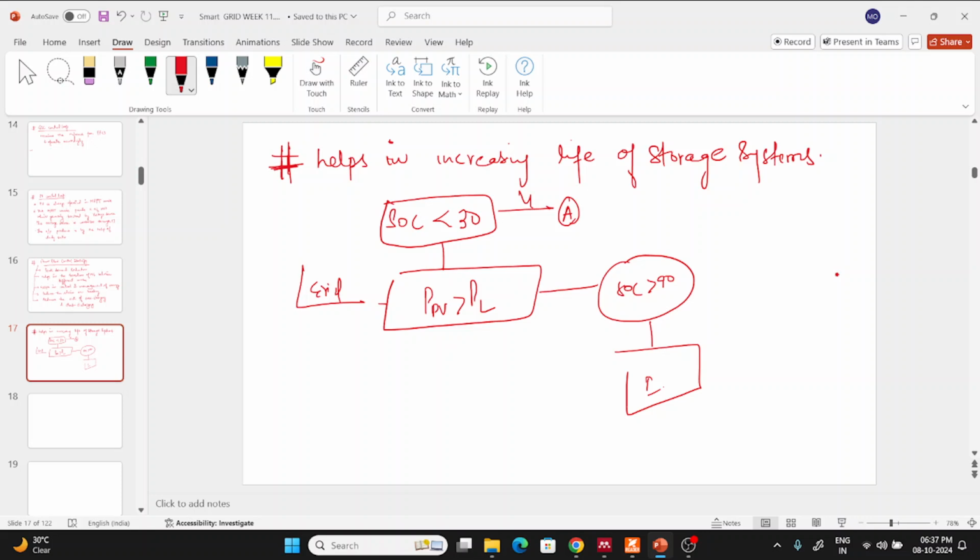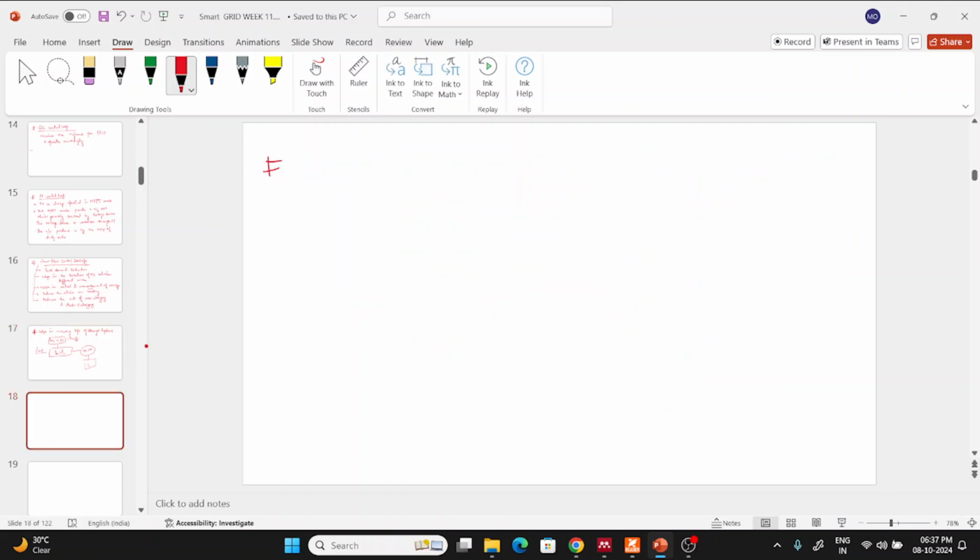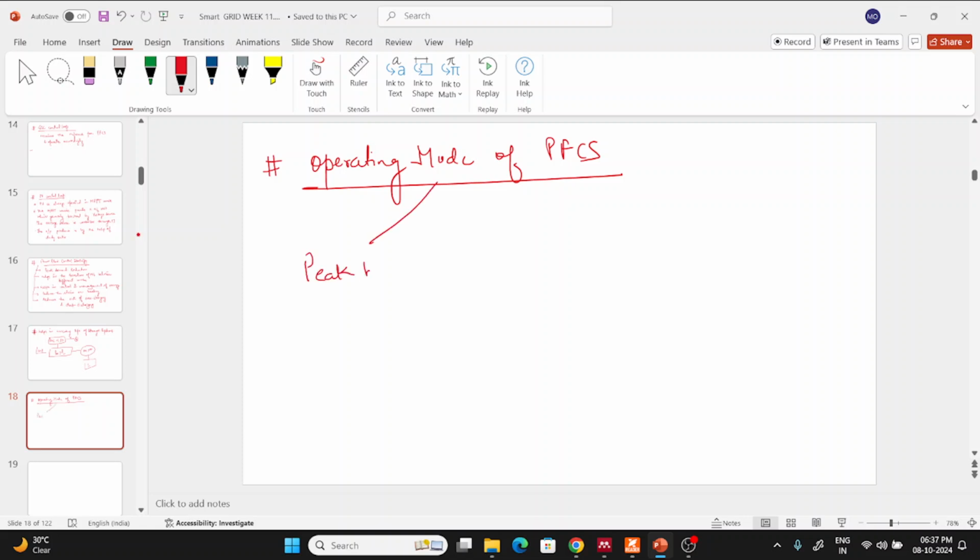Okay. So I will discuss in detail the different operating modes. In those operating modes, I will cover the flowchart. Okay. Different operating modes of PFCS. Okay. So what happens here is this, as we know that our aim here is to reduce the peak demand. So there are two types of mode, which is peak hour mode. Another is off peak hour mode.